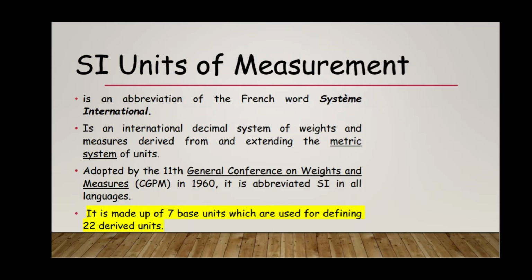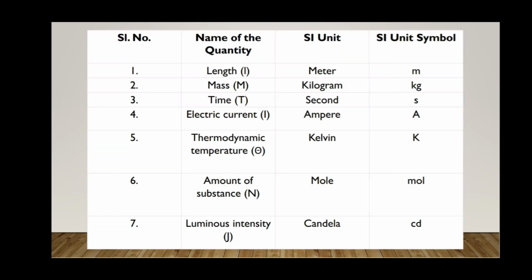And for the SI units of measurement, SI is an abbreviation of the French words Système International. It's an international decimal system of weights and measures derived from and extending the metric system of units. It was adopted by the 11th General Conference on Weights and Measures in 1960. It is made up of 7 base units which are used for defining 22 derived units.